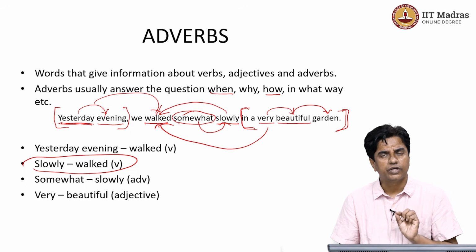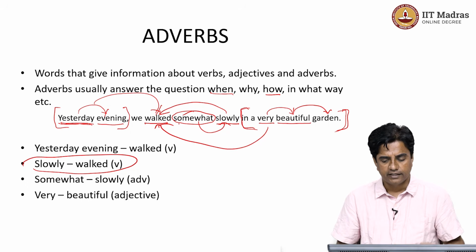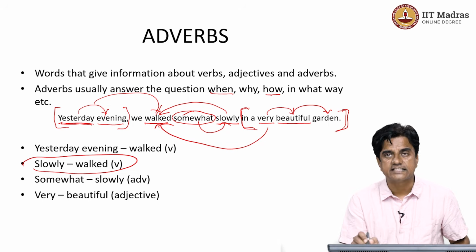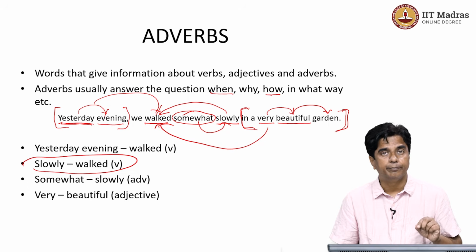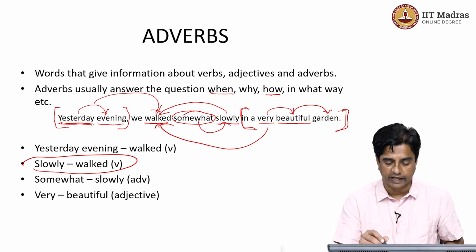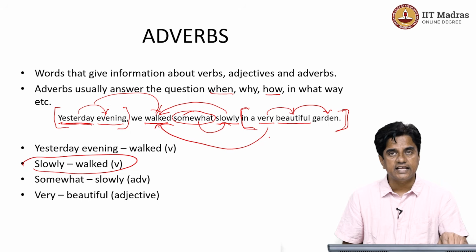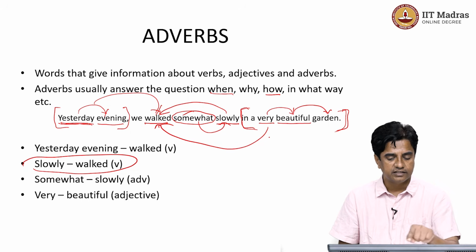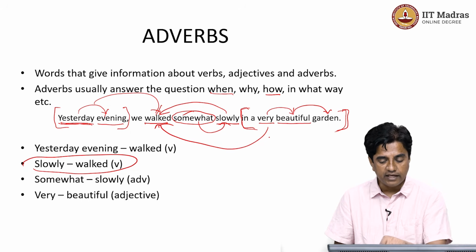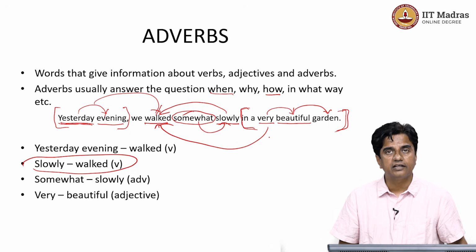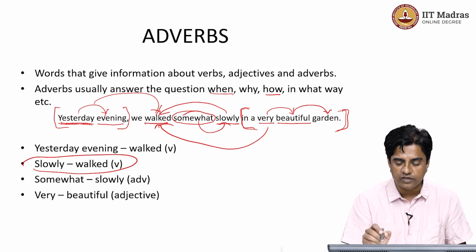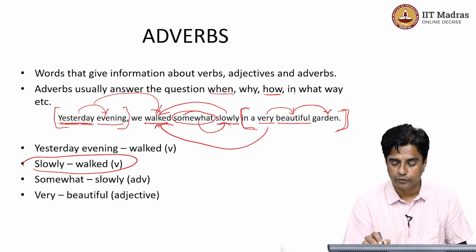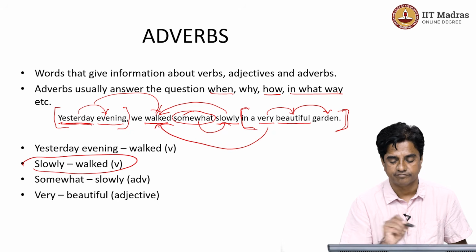So, what is going on here? This whole phrase is an adverb. And why? Because it answers the question where. So, yesterday evening answered the question when. In a very beautiful garden is answering the question where. Somewhat slowly is answering the question how, or in what way.